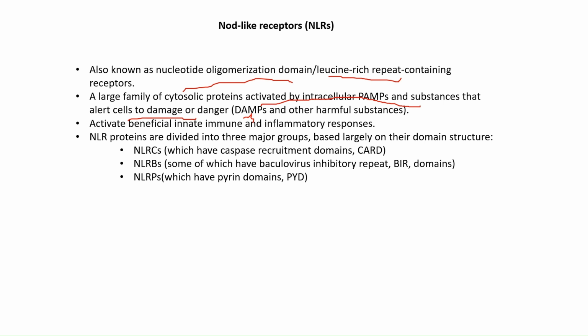NLR proteins are divided into three major classes: NLRC, NLRB and NLRP. NLRC has a caspase recruitment domain, NLRB has a baculovirus inhibitory repeat, and NLRP has a pyrin domain. So these are the three different types of NLR that help in the recognition of PAMPs and DAMPs.